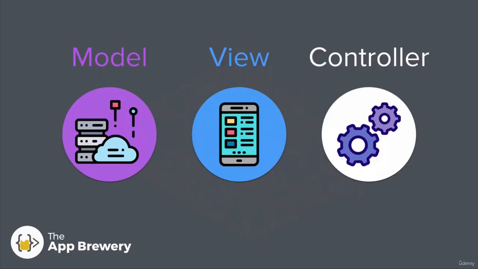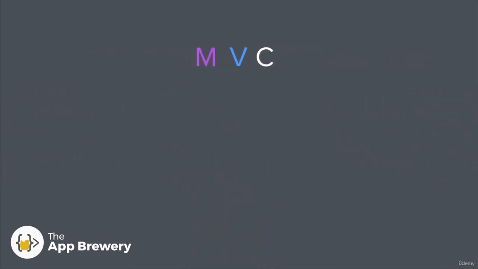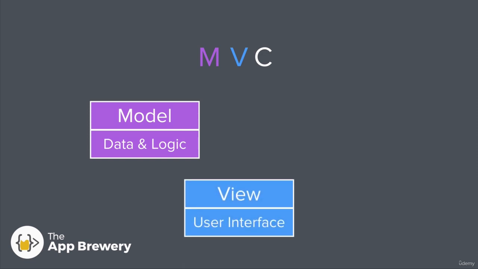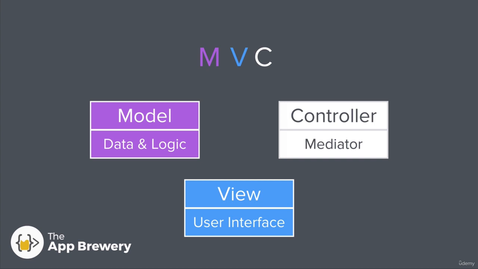So the concept is really simple for this architecture. You have the model, which manages the data. You have the view, which manages what goes onto the screen. And you have the controller, who is kind of the middleman between all of these components. And so you end up with the MVC design pattern where there's the model that handles the data and logic, the view which handles the user interface, and the controller which is the mediator.